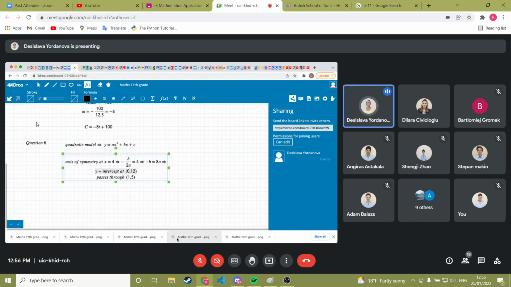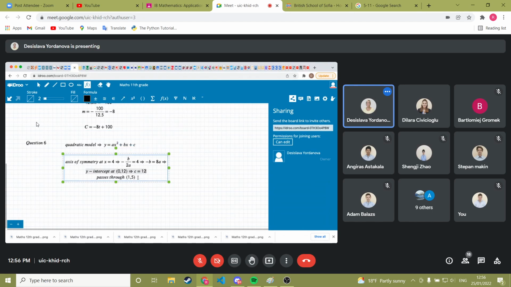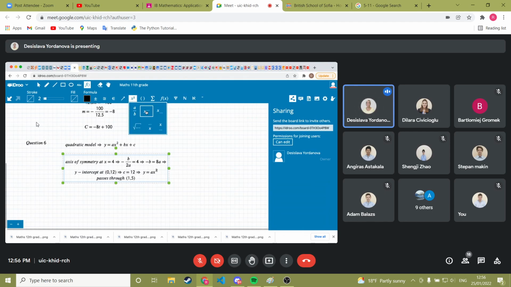What does the second one mean? Y-intercept at 0, 12. C is 12. Yeah. And C is 12, which means that we can write the equation by now as y equals ax squared plus bx plus 12.